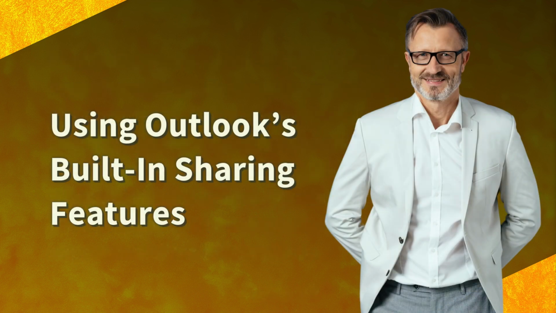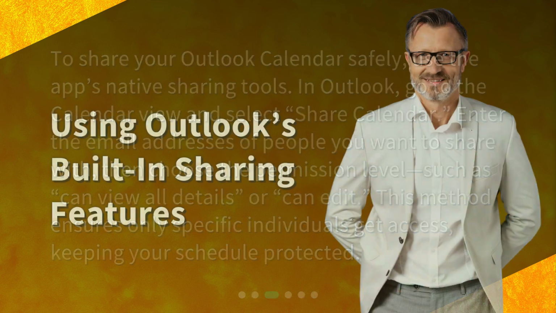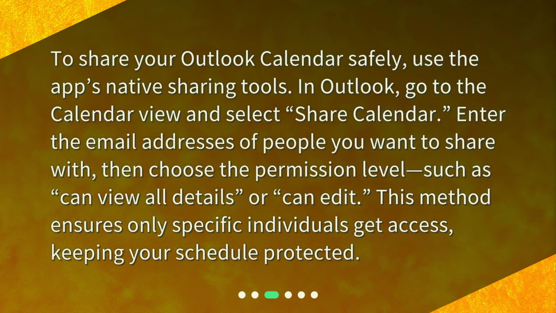Using Outlook's built-in sharing features. To share your Outlook calendar safely, use the app's native sharing tools. In Outlook, go to the Calendar view and select Share Calendar. Enter the email addresses of people you want to share with. Then choose the permission level, such as can view all details or can edit. This method ensures only specific individuals get access, keeping your schedule protected.